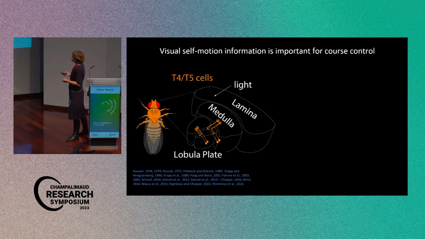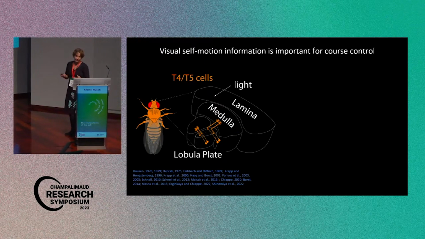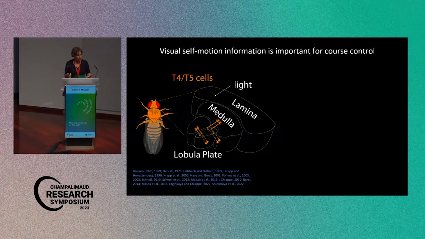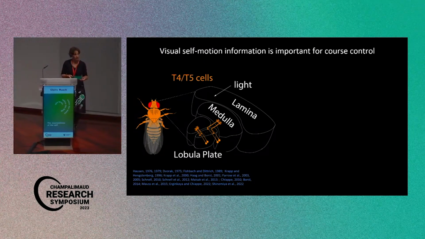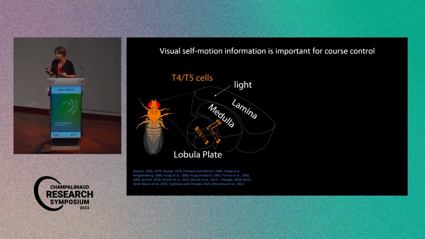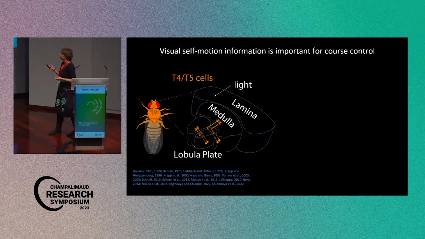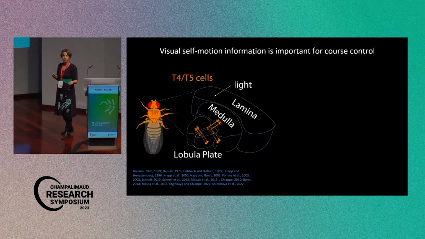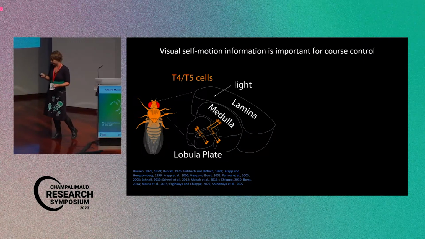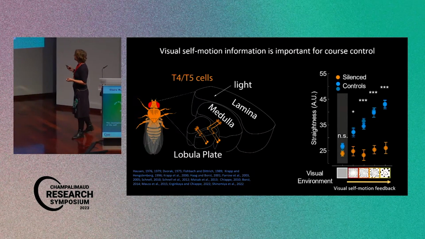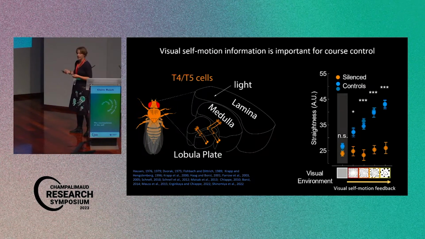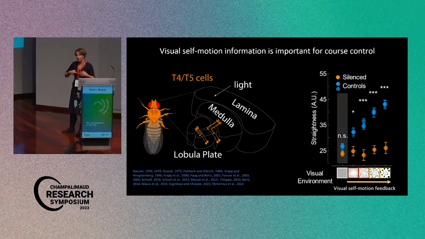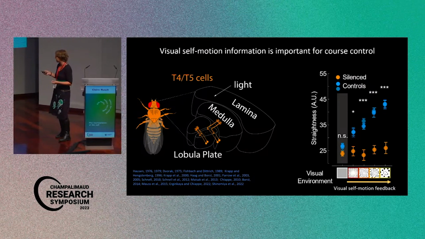OK. And we know very well, because the fly brain is quite small, and especially the optic lobes of the fruit fly have been pretty well described, we know that there are neurons called T4, T5 that are very, very important to perceive visual motion. And indeed, if we silence those neurons, the flies are not able to walk straight, regardless of how much feedback we're giving them.